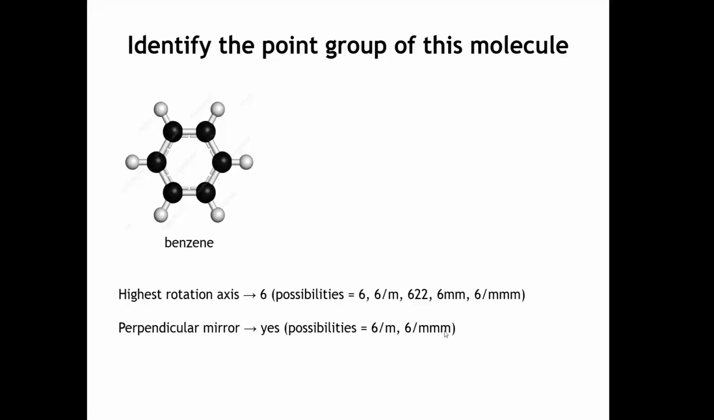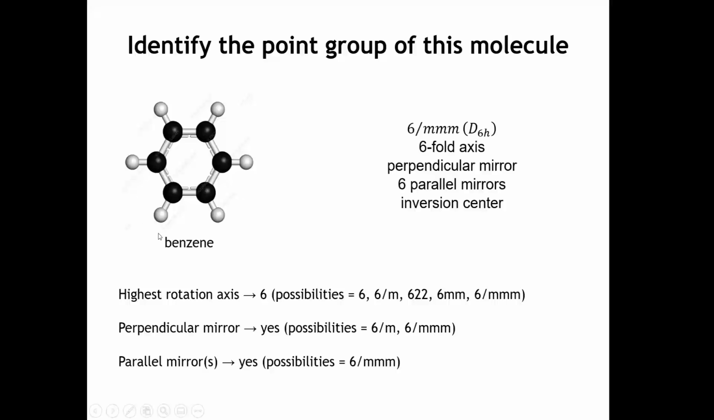And then the question is, well, what about the parallel mirrors? And the answer here is also yes. I mean, you can see there's a mirror plane vertically, there's a mirror plane horizontally, there's a mirror plane that goes through here, a mirror plane that goes through here. So there should be actually 6 mirror planes in this molecule. Here are the symmetry elements that are present as well as the identity. So did you get that one correct?